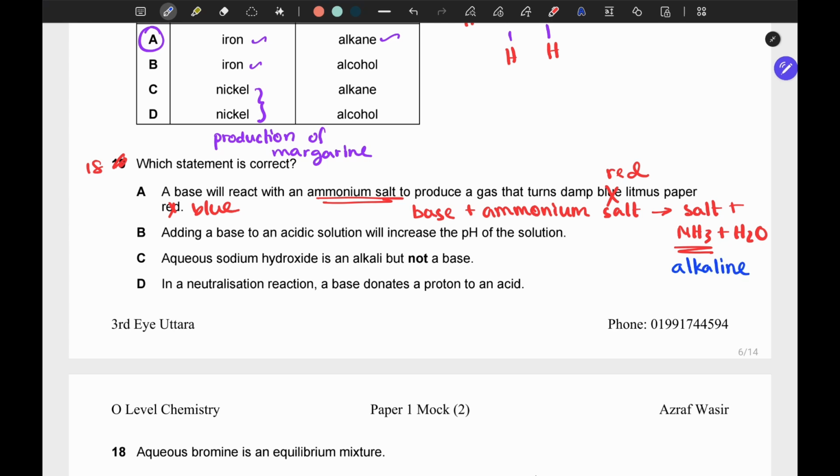And then if you look at B, adding a base to an acidic solution will increase the pH of the solution. Acids generally have pHs ranging from 1 to 3 if they're strong. So when we add a base, let's say a neutralization reaction doesn't take place.